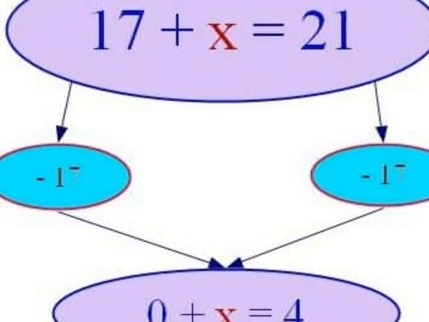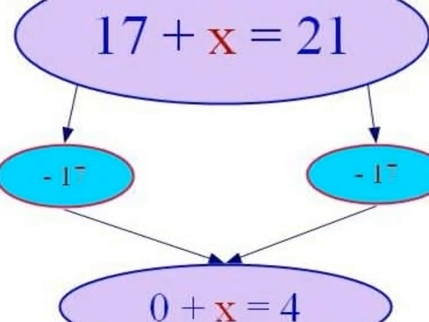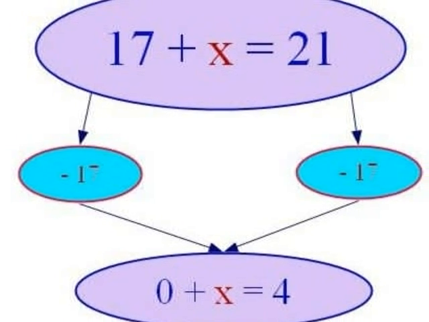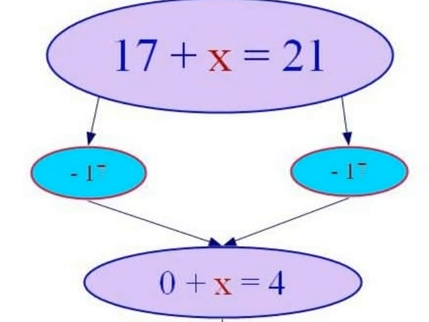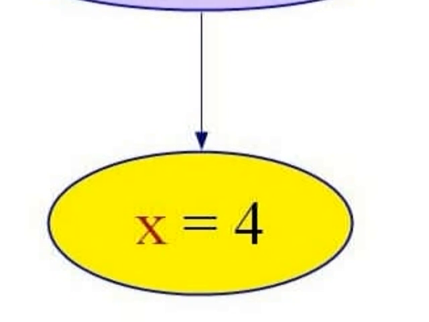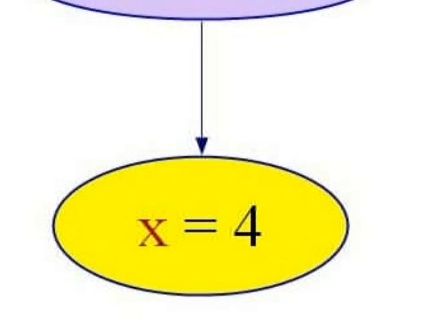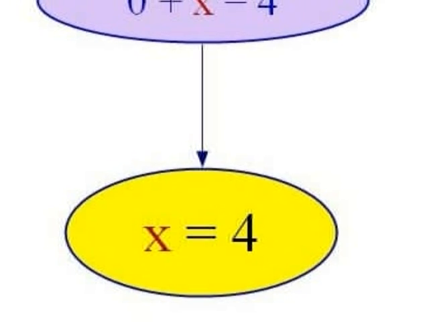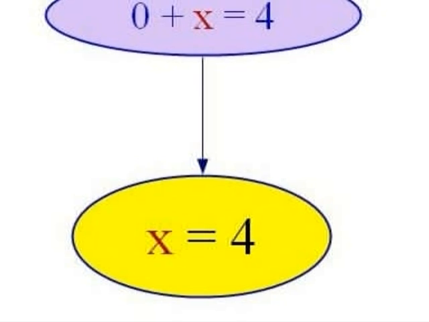Now you can see that 17 minus 17 equals 0, and 21 minus 17 equals 4. Remember that 0 plus any number or variable is basically invisible. Since the 0 doesn't change the equation, rewrite it as x equals 4. This means that the missing number from the equation 17 plus x equals 21 is 4.